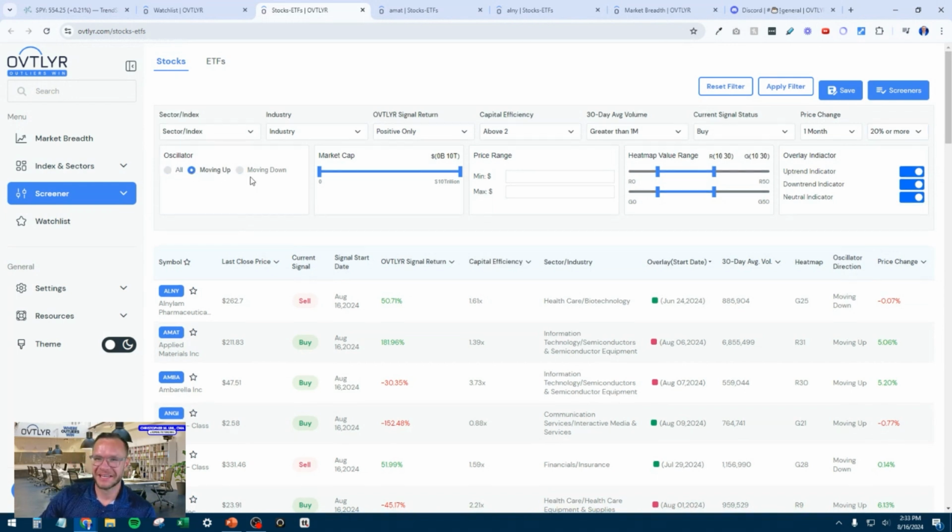Moving up. And market cap. Maybe this is something important to you. You can set this to whatever, X number of billions up to 10 trillion. For me personally, I don't have an opinion, so I would leave that wide open. Price range. I am a snob. And because I'm a snob, I only want stocks that are $20 or greater. So you can just type in 20. You can leave max at blank and it'll go forever.